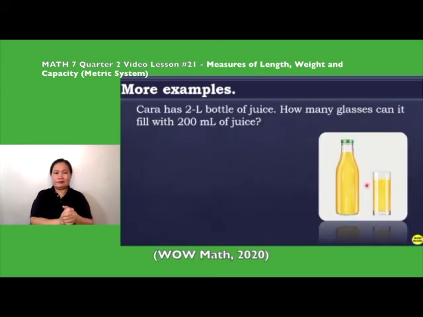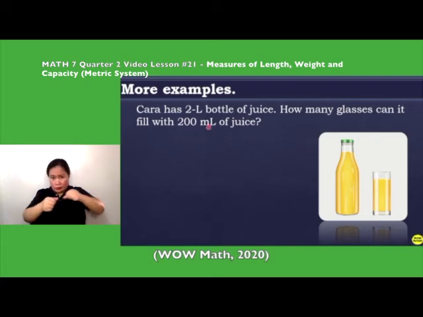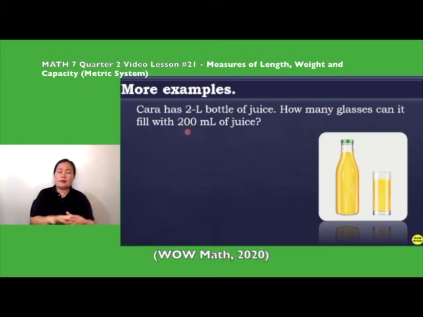Let's have more. So, Kara has 2-liter bottle of juice. So, meron siyang bottle na merong laman na juice na 2 liters. How many glasses can it fill with 200 ml of juice? So, ilang baso ang malalagyan niya na merong 200 ml na juice? Okay, so meron siyang 2 liters. Ilang baso ang malalagyan niya ng 200 milliliters?